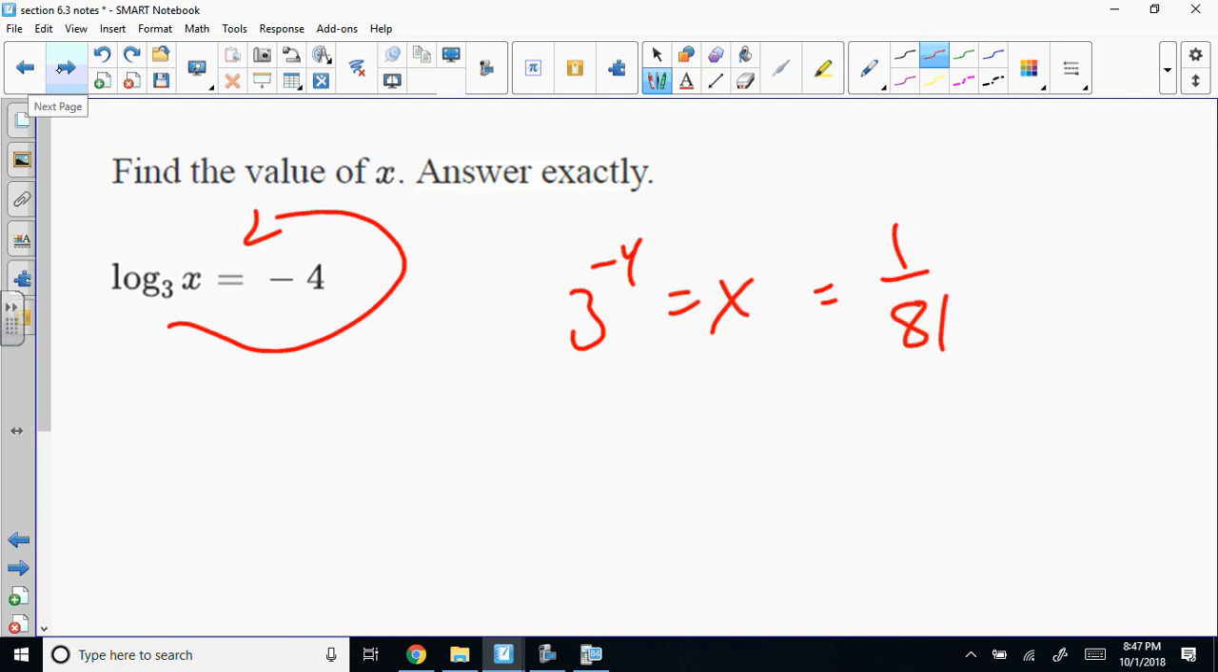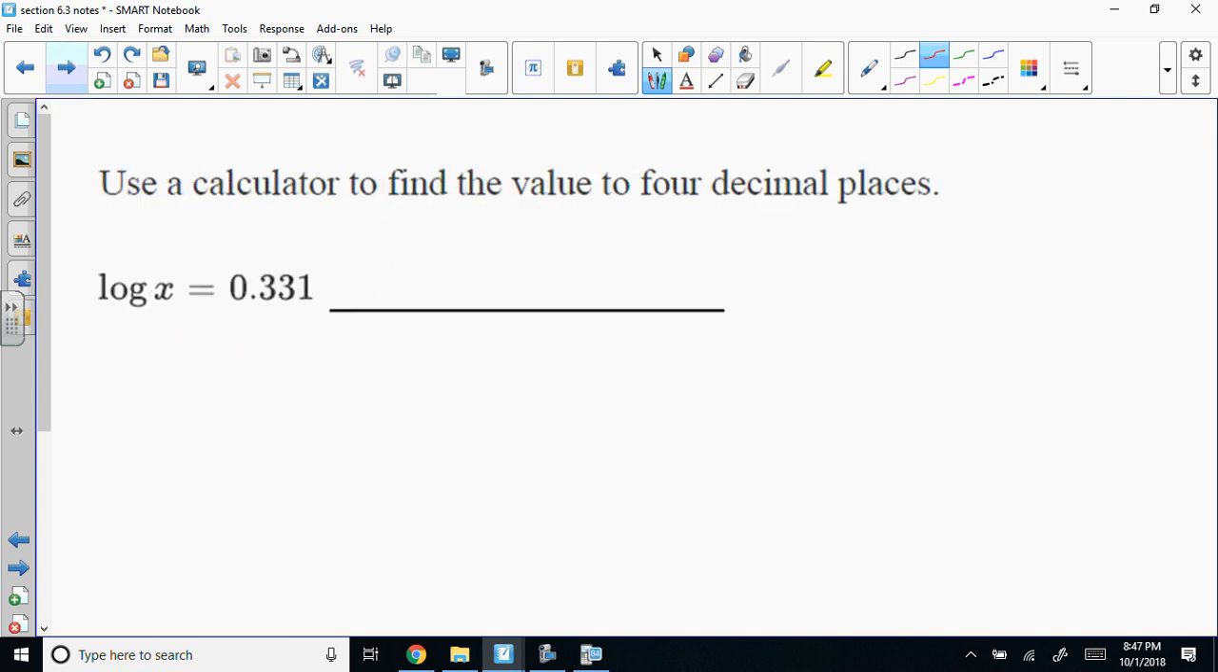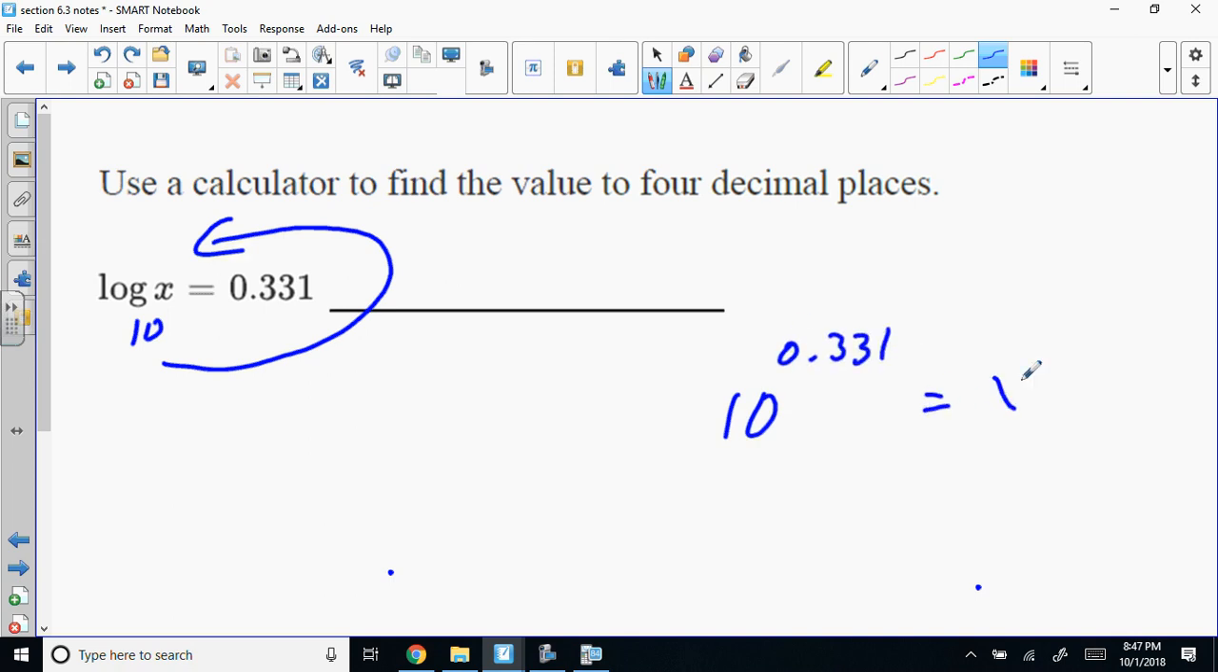All right. How about this one? Use a calculator to find the exact value to 4 decimal places. What's the base here? So what do I need to do? 10 raised to 0.331 equals what? How do you solve a log? Change it over into an exponential, right? If you can't do a change of base. So that would be 10 raised to the 0.331. So that's 2.1429. Questions?